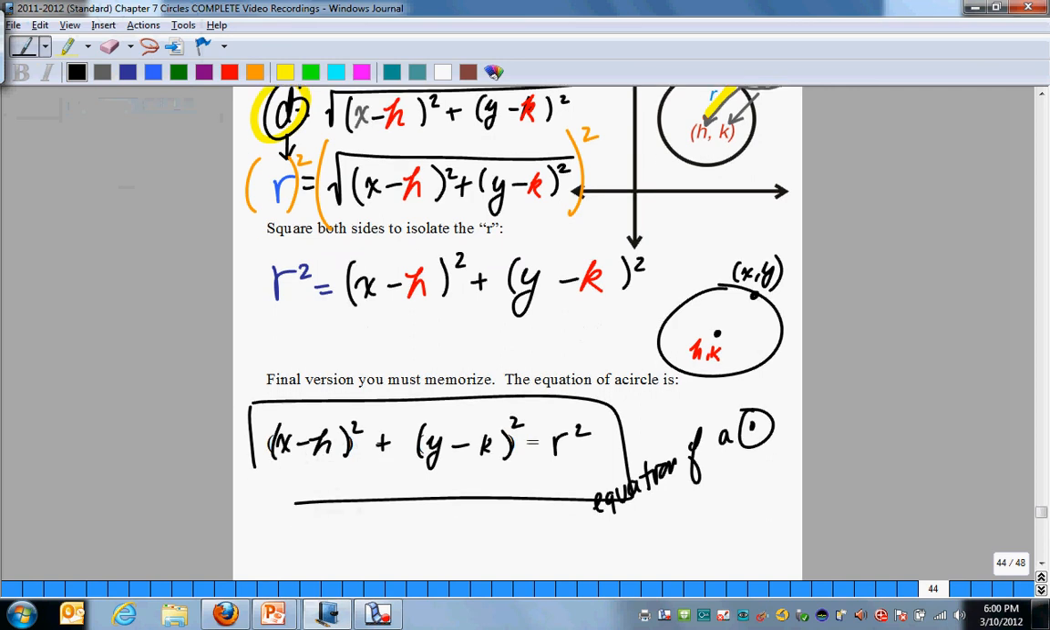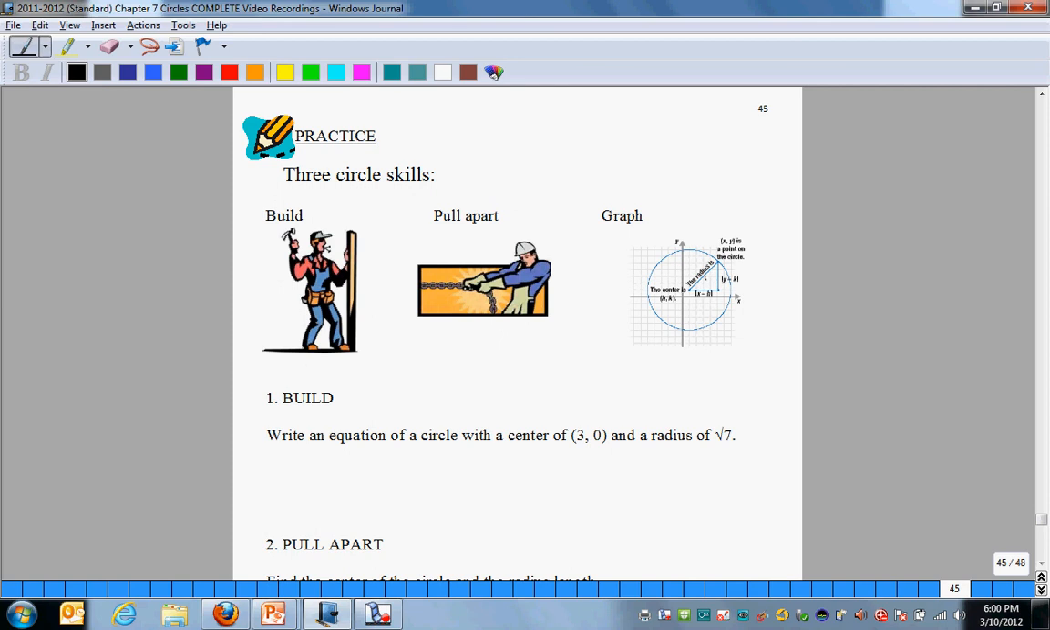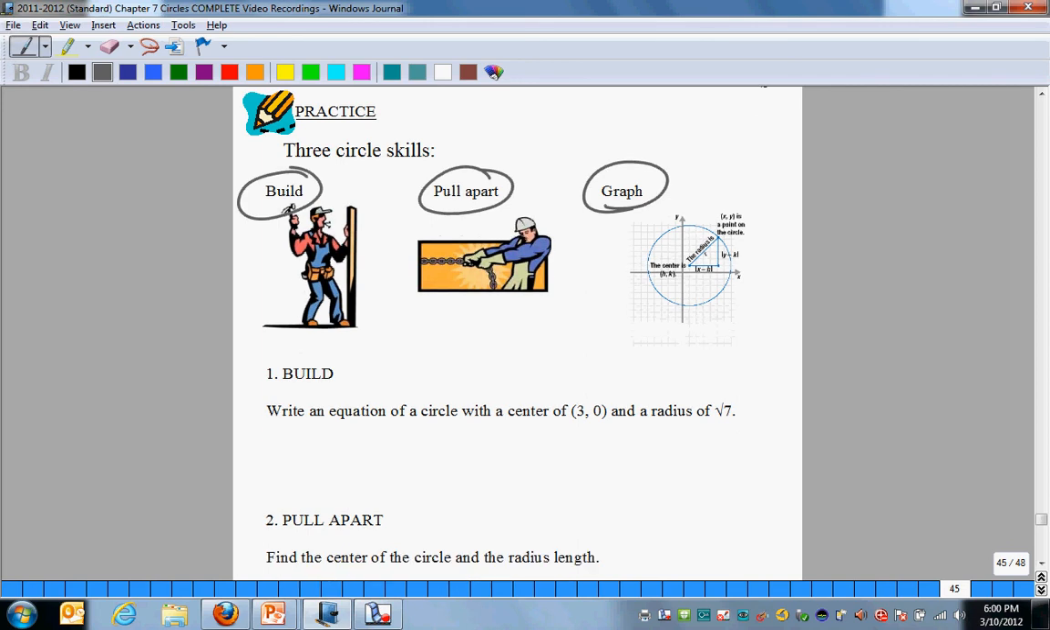Now there's three things we need to do with this equation of this circle. Three skills that you need to know how to work with. You need to be able to build an equation, pull apart an equation, and graph an equation. Build, pull apart, graph. Say that after me. Build, pull apart, graph. We're going to start by building the equation. Whenever you do any of this, just write out your regular equation straight from memory. You're going to be writing it out multiple times. The equation of a circle is x minus h squared, plus y minus k squared, equals radius squared.